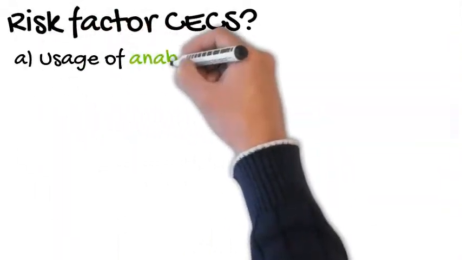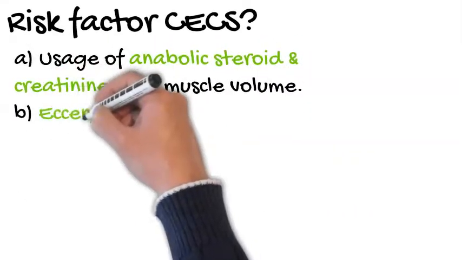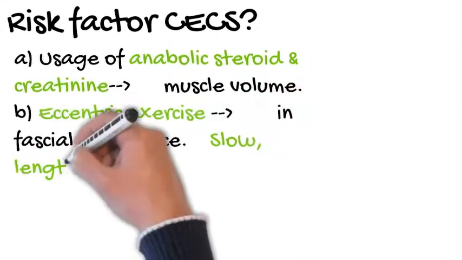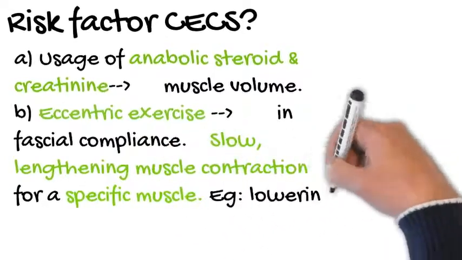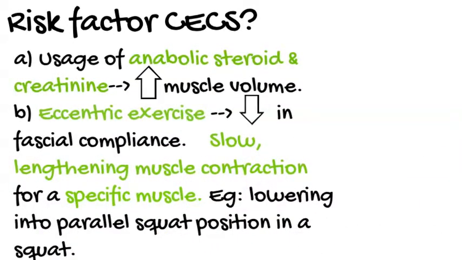What are the risk factors for chronic exertional compartment syndrome? A. Usage of anabolic steroids and creatine, which increase the muscle volume. B. Eccentric exercise. There is a decrease in fascial compliance. Eccentric exercise is a slow, lengthening muscle contraction for a specific muscle. Example, lowering into a parallel squat position in a squat.